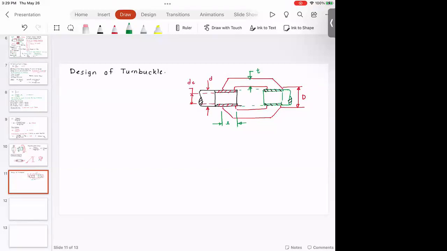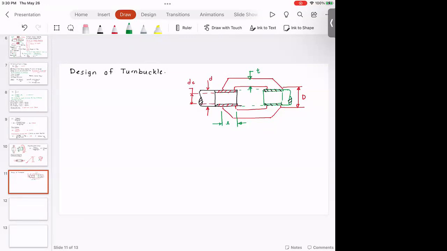I just want you to notice that on one side you have clockwise threads, and on the other side you have counterclockwise threads. And there are two types of turnbuckles. First of all, a turnbuckle could have a hex on top, so you can take a ratchet and rotate it.